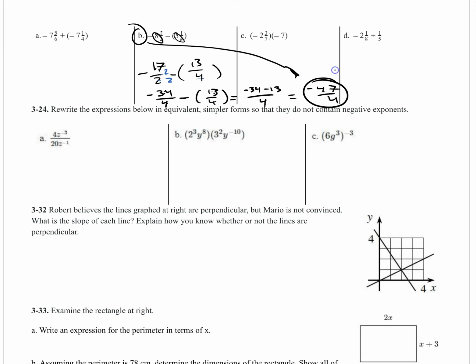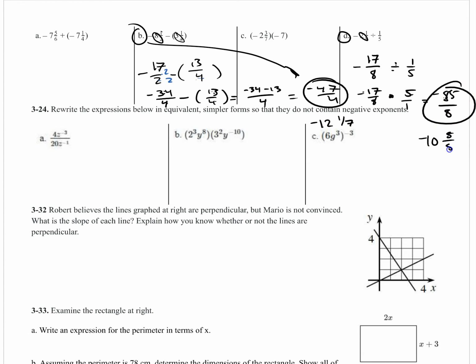And that's for B. And let's look at D. Same method. This is going to be 17 over 8. That's a negative number, and we're going to divide that by 1 over 5. Remember to change division to times, and flip 5 over 1. 17 times 5 is negative 85. Negative times positive, negative. And then 8 times 1 is 8. All right, and now if you liked mixed fractions, this was going to be negative 12 and 1/7. And this one's going to be negative 10 and 5/8.